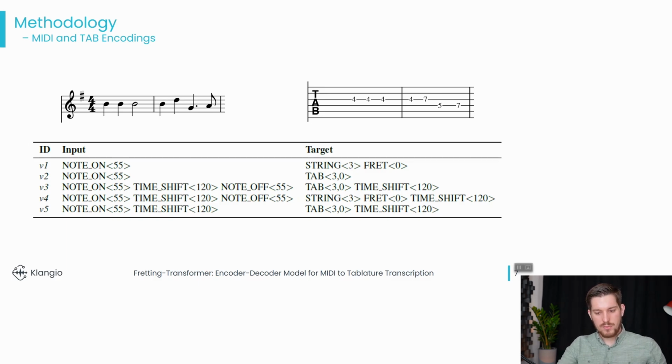Next, let's have a look at the encoding schemes that we used. We defined 5 different versions. First of all, we have the input side and the target side. The input represents the MIDI, and here we experimented with only adding onset information, adding additional time shift tokens, or even note off tokens. Besides that, on the target side, the main difference is that sometimes we use a separate token for the string and the fret position, and sometimes we use a combined tab token which contains the string and the fret position.